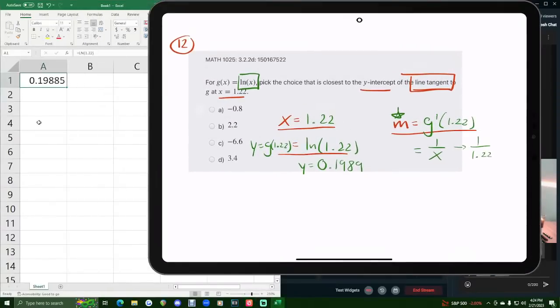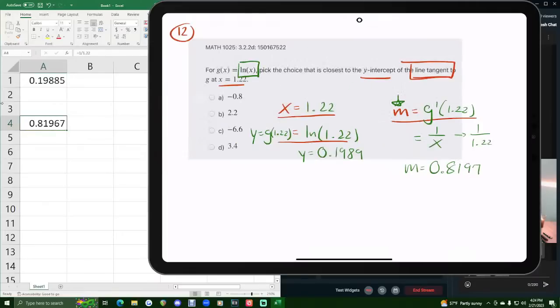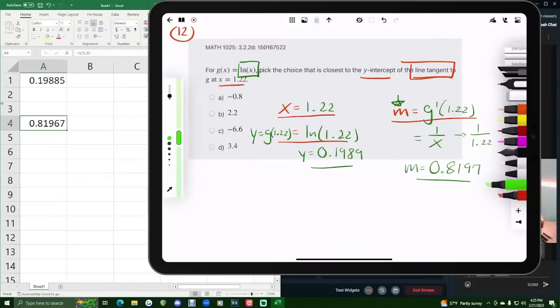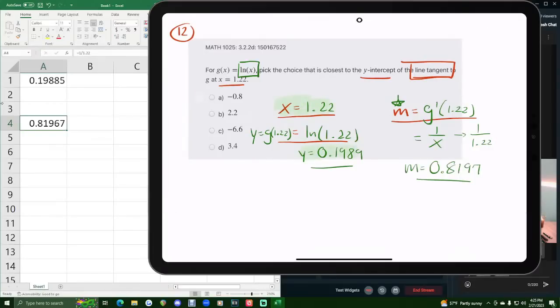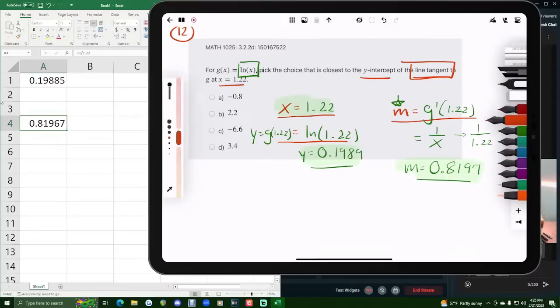So 1 over 1.22 will give us 0.819, maybe, let's do 0.8197. All right, so we have x, we have y, and we have our slope now. So let's talk about why we needed those three pieces. So these will be x, y, and slope values we can use for our so-called tangent line.